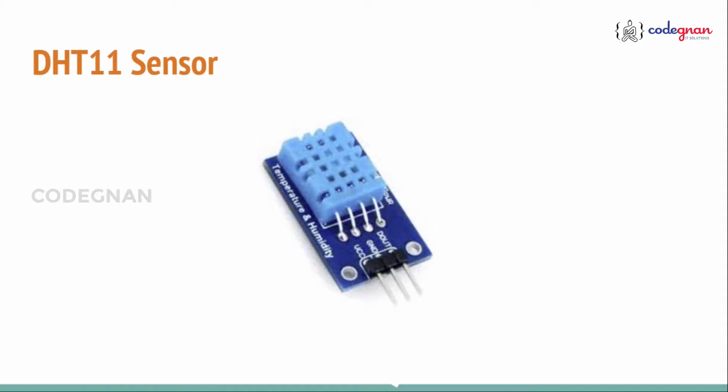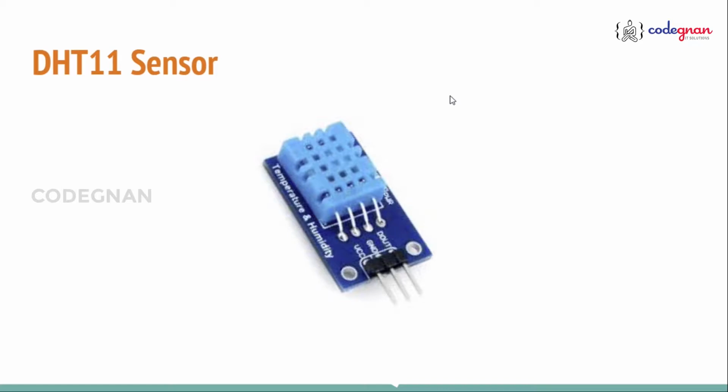The DHT11 sensor is used to find the humidity and temperature of our surroundings. As you see, it consists of 3 pins: VCC, ground and out pin. Its operating voltage is 5 volts. It can measure temperature from 0 degrees centigrade to 50 degrees centigrade, with an accuracy of plus or minus 1 degree, and humidity from 0% to 100%, with an accuracy of plus or minus 1. This is about the DHT11 sensor.